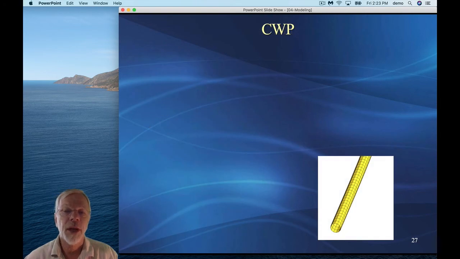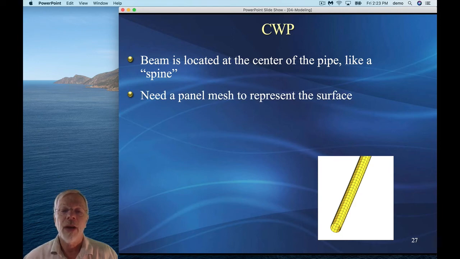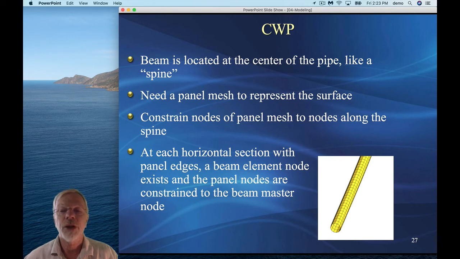Now let's look at the pipe itself. As I mentioned, a beam is located at the center of the pipe like a spine. We, however, need a panel mesh to represent the surface, the wetted surface of the pipe, and that's what we show here. So somehow we need to constrain the nodes of the panel mesh to the nodes along the spine. So in this case, at each horizontal section with panel edges, a beam element node exists, and the panel nodes are constrained to that beam master node. So the panel mesh involves 12 panels around the circumference and 700 panels along the length.